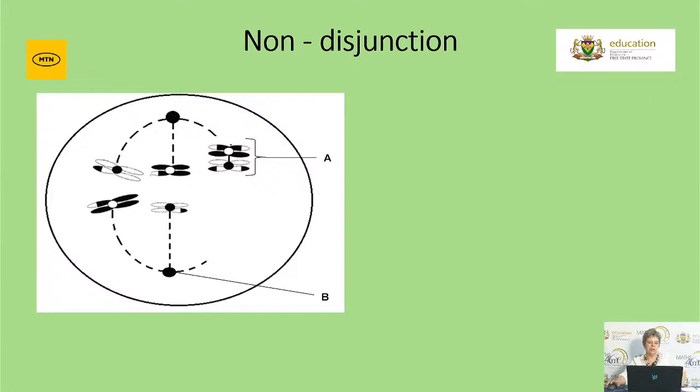We must not forget about non-disjunction, where on chromosome pair 21, homologous chromosomes fail to separate. So I mention the pair that doesn't separate, and I mention that it's homologous chromosomes that don't separate.